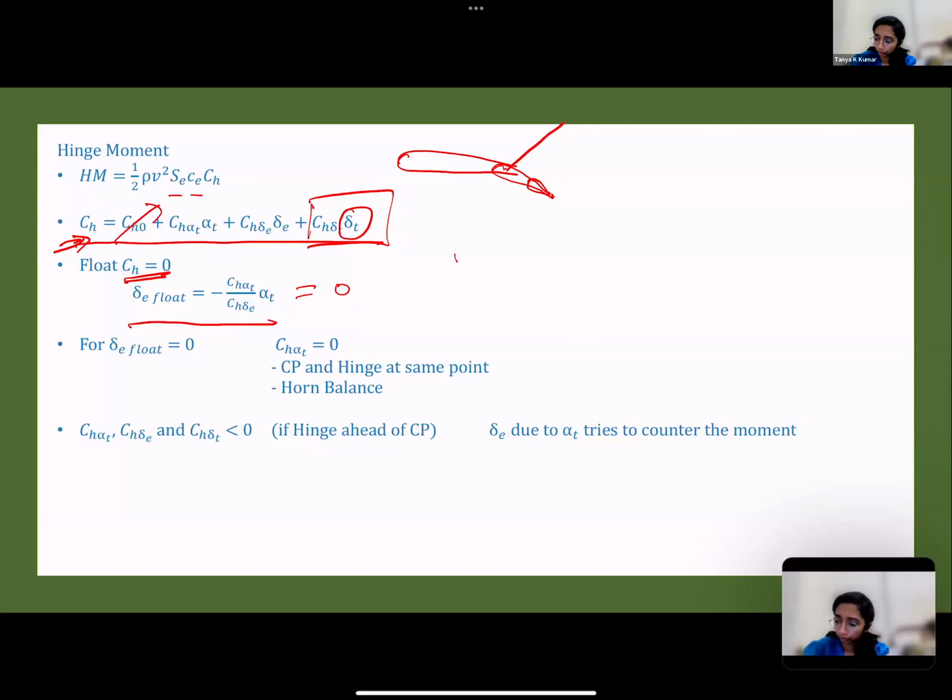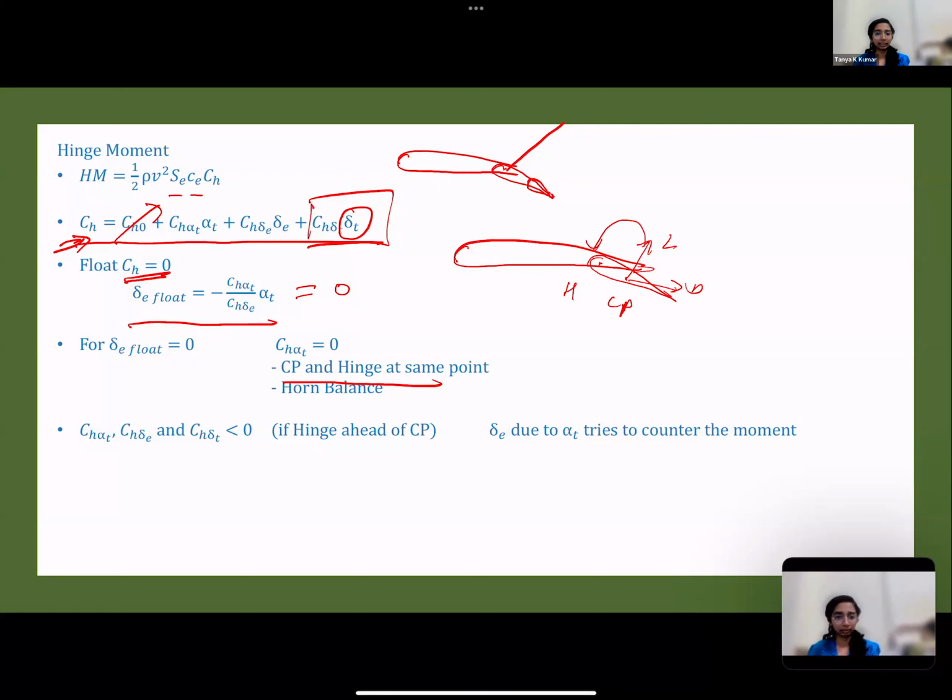Now, if this is your horizontal tail, and if this is your hinge point, this is your CP, and this is your hinge. All forces are presumed to act at the CP. They do act at the CP, the center of pressure. So now there is a hinge moment because there are forces produced here, lift and drag. Now, if you want your hinge moment to be 0, if your CP and hinge point are the same, then there is no moment. Right? There are forces, but they are acting at the hinge. So there is no moment at the hinge. That is one method. Another method is something that sir told. It is referred to as horn balance.